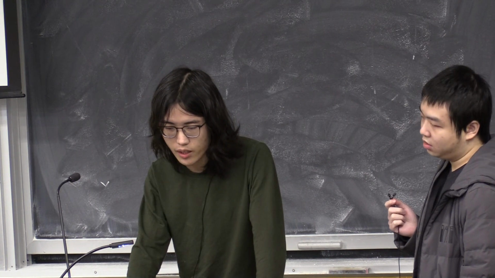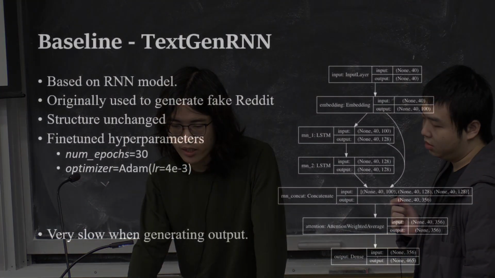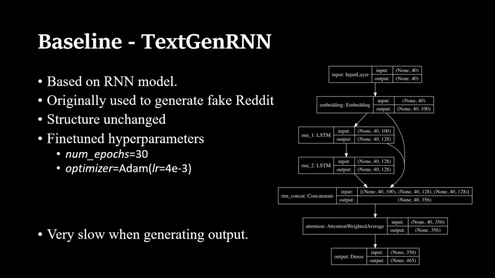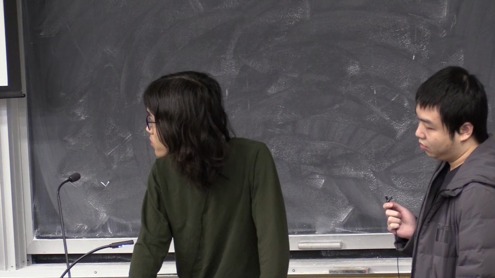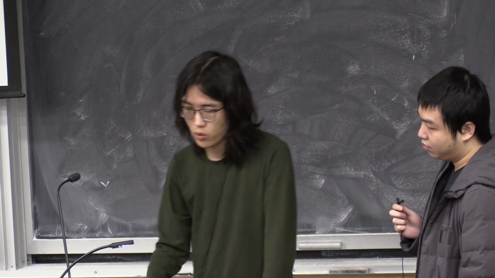Our baseline approach is to use a TextGen RNN model, which was originally used to generate fake Reddit posts given a Reddit title. The structure of the model remains unchanged, but we fine-tune the hyperparameters to use 30 epochs, and the optimizer is the Adam optimizer with a learning rate of 4e-3. This baseline model is generally very slow in generating output. We will discuss it later.